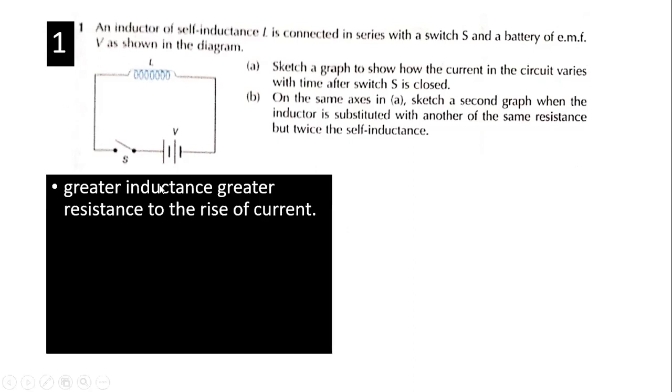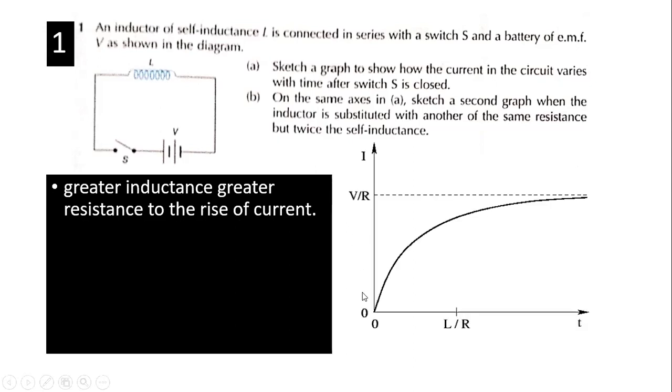Right? Greater inductance, greater resistance to rise of current. So that is where A is exponential actually. And then the final current is V over R.